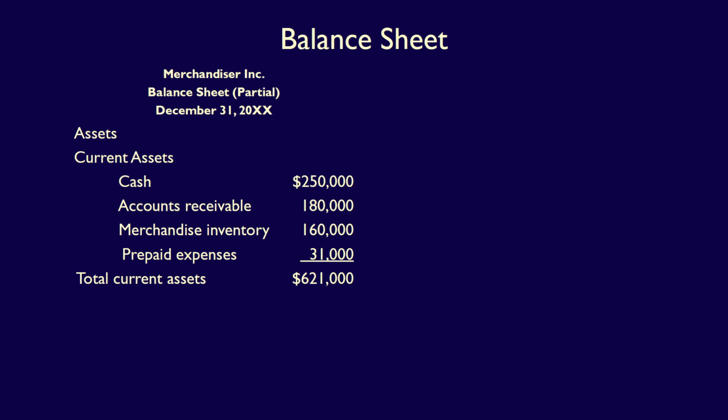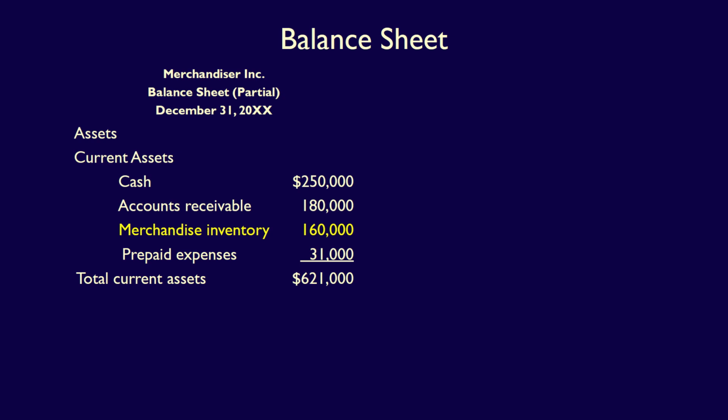This is an example of the current assets section of the balance sheet for a merchandising organization. I've provided amounts for demonstration purposes, so please just focus on the structure right now. As usual, we can see the title, Merchandiser Inc. Balance Sheet Partial, December 31st, 20XX. Then the title, Assets, followed by the subtitle, Current Assets. Then the assets are listed, cash, accounts receivable, merchandise inventory, and prepaid expenses. Finally, total current assets.